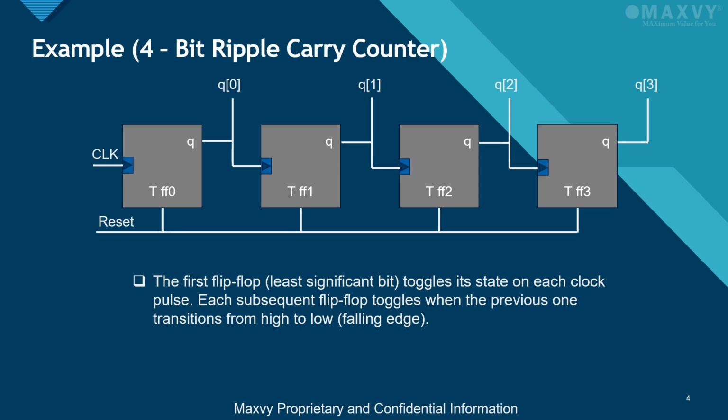The first flip-flop toggles its state on each clock pulse. Each subsequent flip-flop toggles when the previous one transitions from high to low.